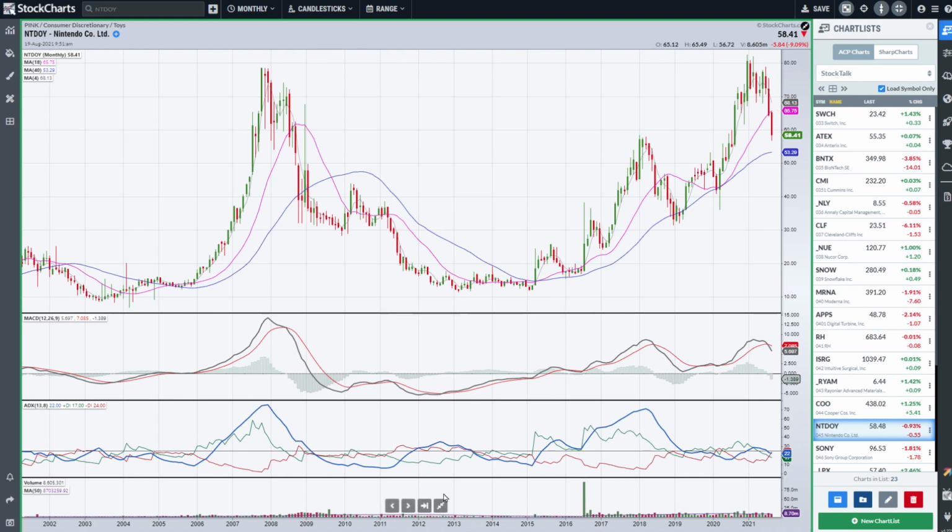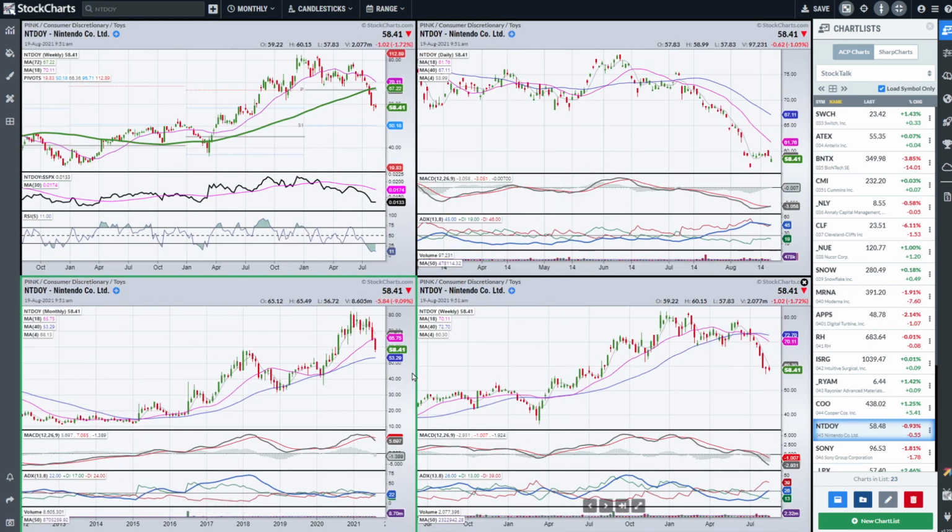So I know I'm not in a big rush here. The question is, is this going to survive? We're coming back to a pretty big support area. This is where it broke out from right here. So we need to see a reaction.